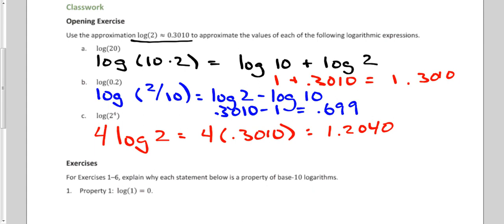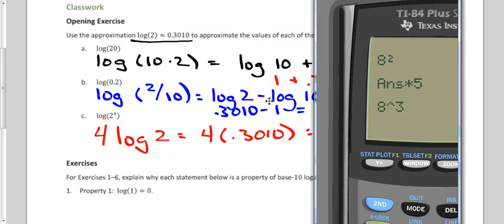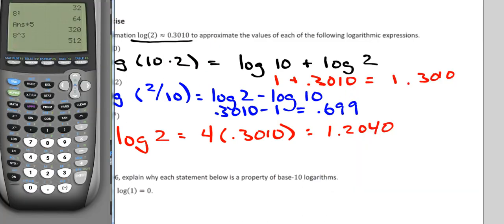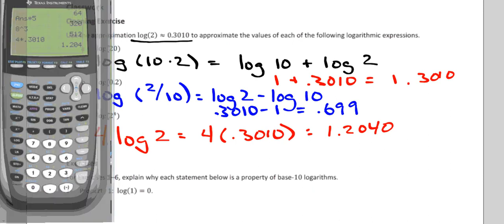So then why don't we get more? Did I do it right? Process over answer? Oh, I get 0.6. Don't give me that. The calculator told me it was 0.6020. 4 times 0.3010 equals 1.204.